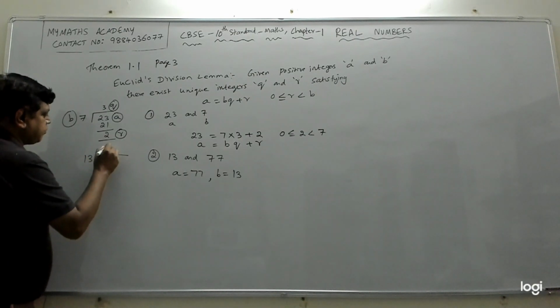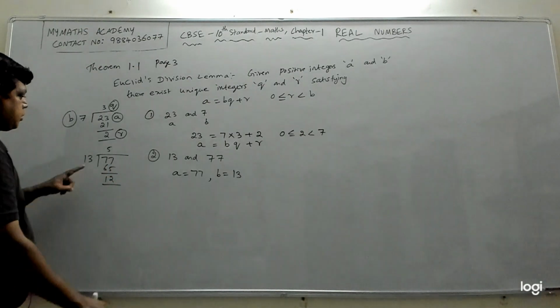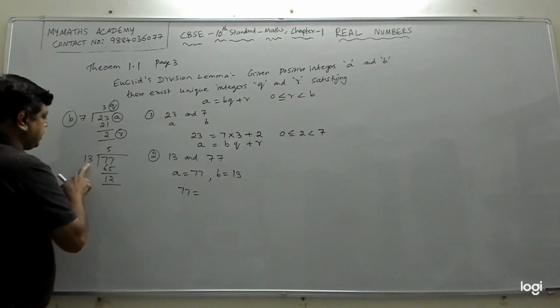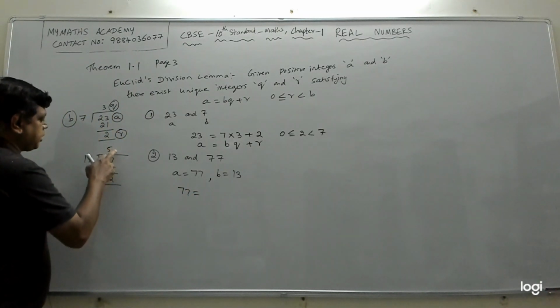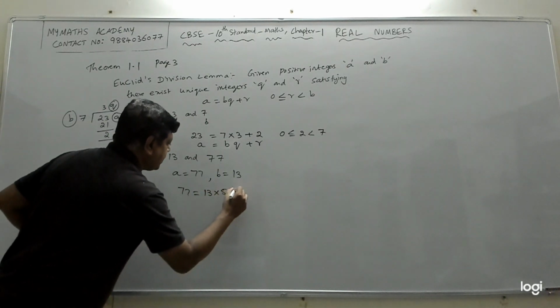How many times does it go? 13 5s are 65, remainder 12. So which means my A, which is 77, can be written as B into Q plus R. This is B, this is the quotient, this is the remainder. B into Q is 13 into 5, plus R, and R is 12.